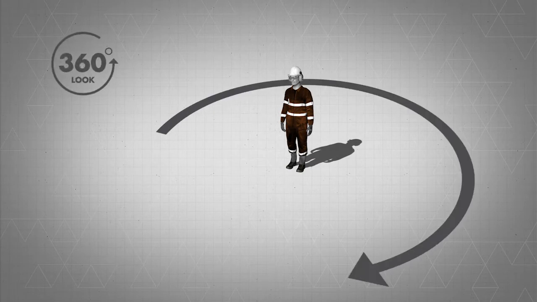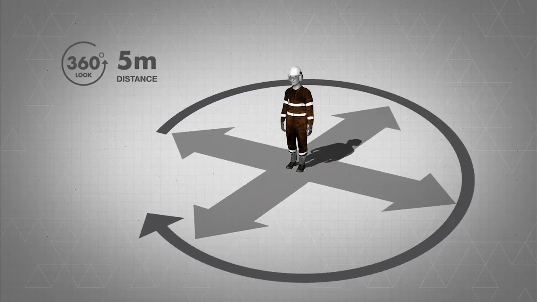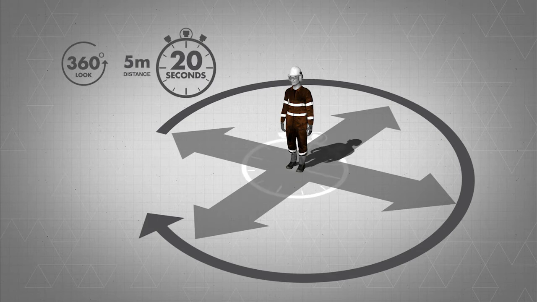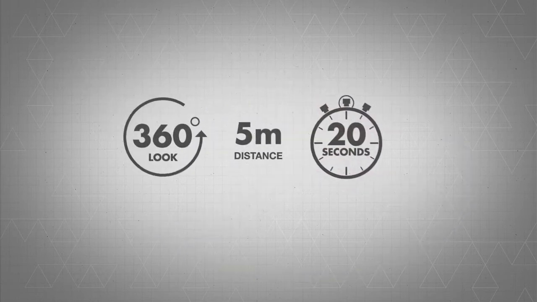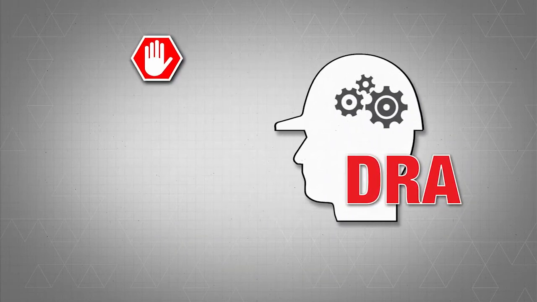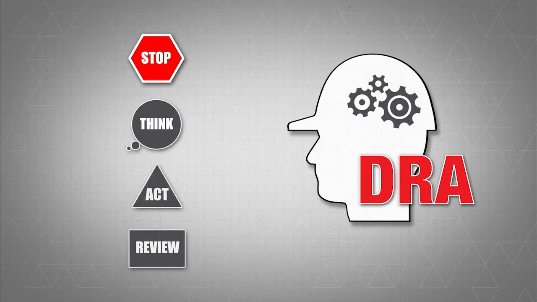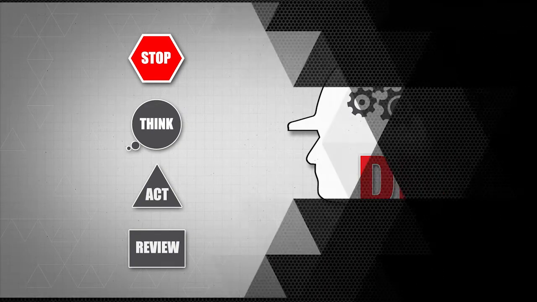Taking a moment to do a 360-degree look around over a 5-meter distance for 20 seconds can help us to continuously identify hazards throughout the task. Any situational change needs us to reassess and act on concerns where necessary. Carrying out a dynamic risk assessment ensures that ourselves and our colleagues are safe at each step of the task.